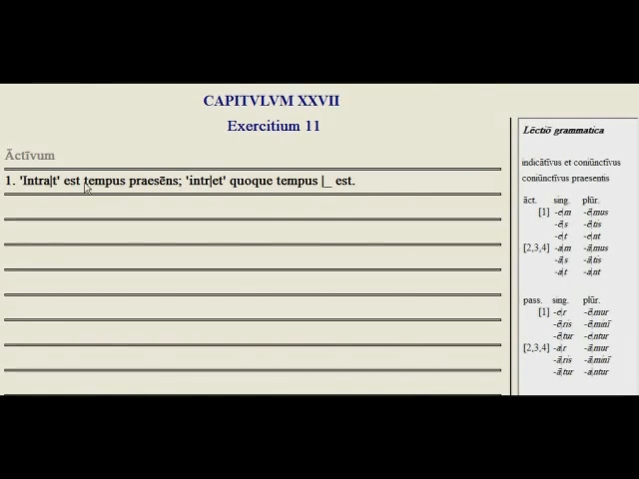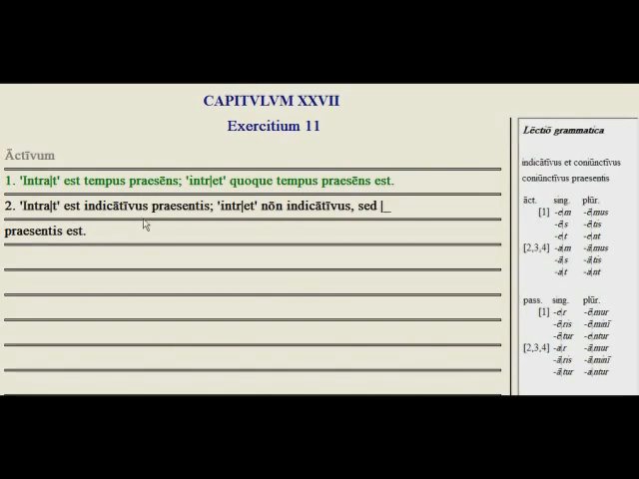So let's practice this. The active voice first, and we have intrat, enters, he enters, is the present tense. Intret, quoque tempus blank est. Intret is also tempus praesens. Okay, so tense, praesens, is not affected by mood. So you can have the present tense of the indicative and the present tense of the subjunctive.